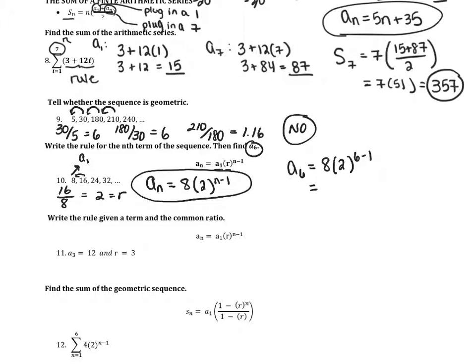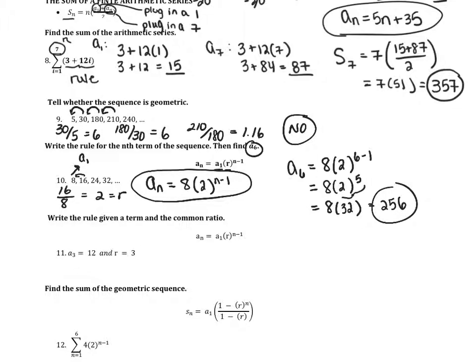And now you're going to simplify this. So 8 times 2, you cannot do that first. You have to do 6 minus 1 in the exponent portion of this problem first. That's going to be a 5. And then now you still cannot do 8 times 2 yet. You have to do 2 to the 5th. 2 to the 5th gives you, I believe, 32. Yep, 32. So now you have 8 times 32, which gives you 256. So that's your answer when you plug in a 6.